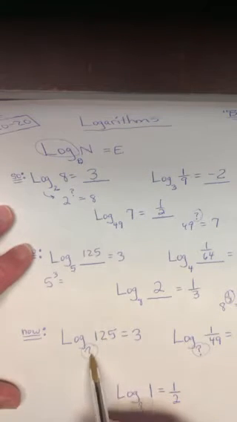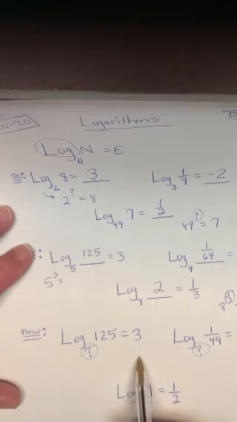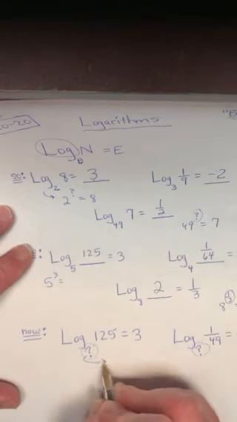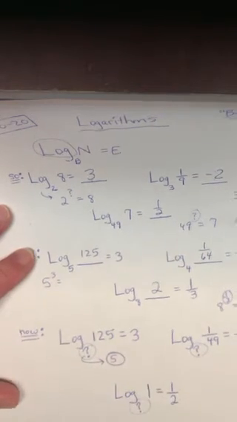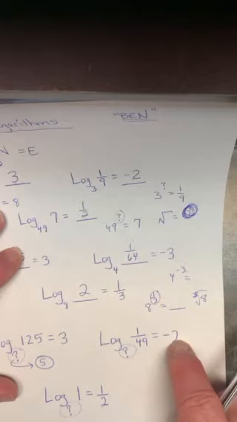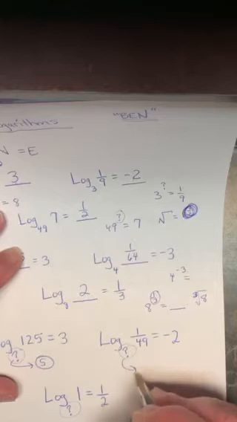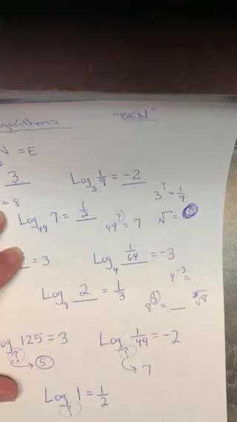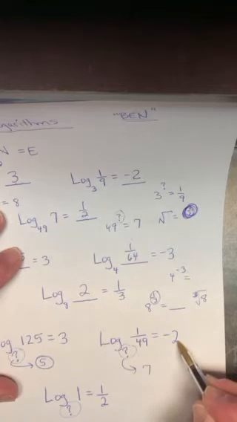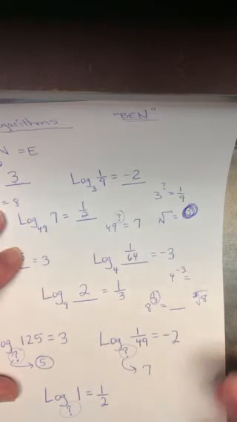So what number could I cube, multiply 3 times in a row, to get 125? Do you agree the answer would be 5? Here, what number would I raise to the negative 2nd power to get 1/49th? Pretty obvious, wouldn't that be a 7 for the missing base? Because 7 squared is 49. Since it's 7 to the negative 2nd, I'd flip it and get 1/49th.